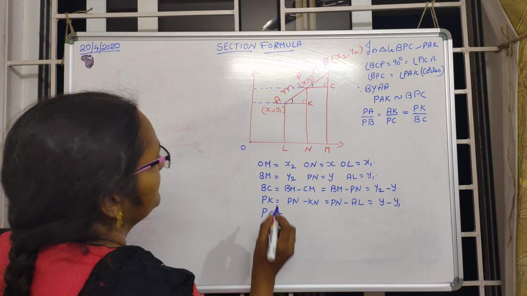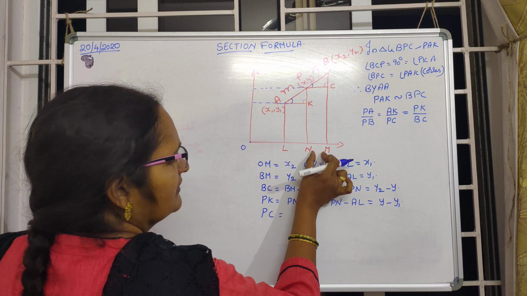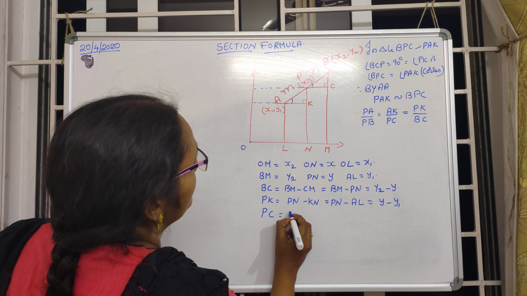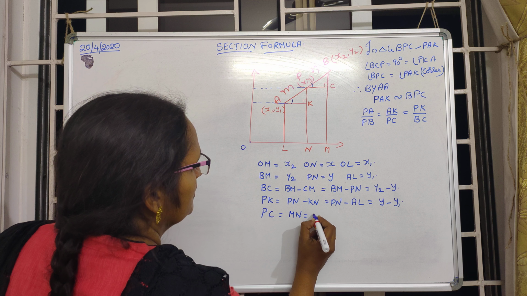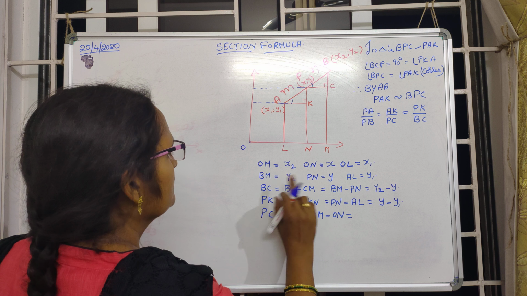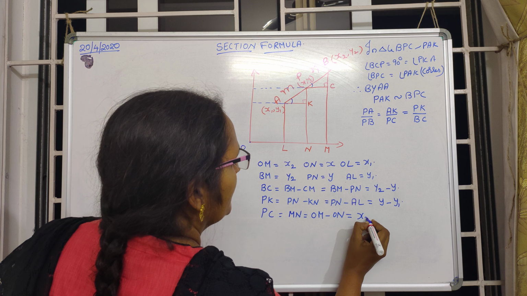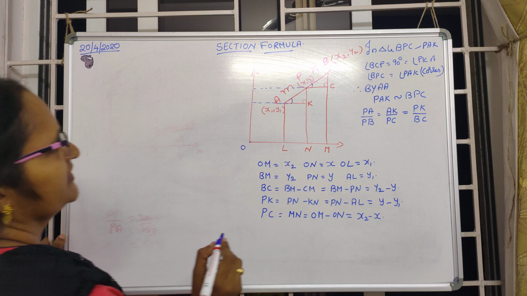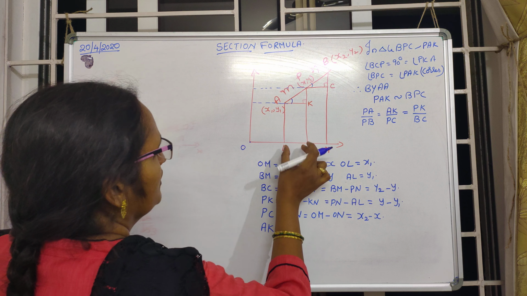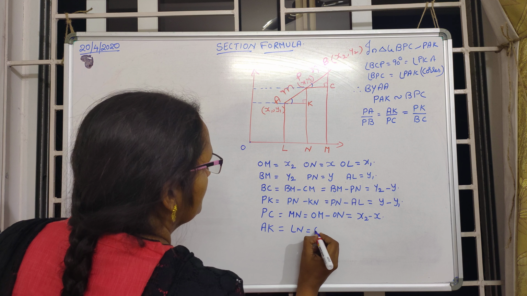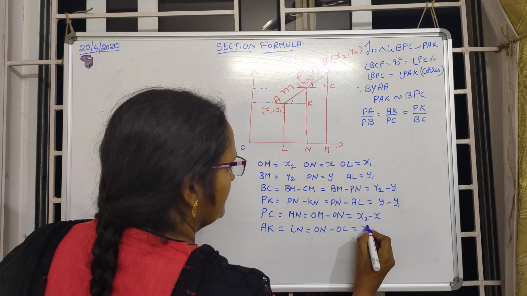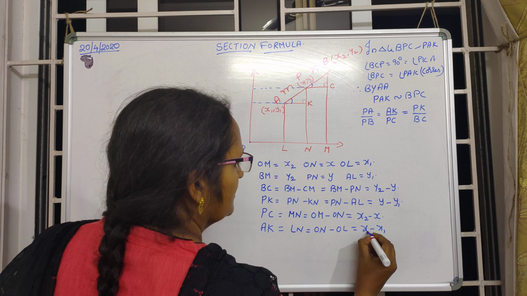Now, if I want to find out the value PC, how do I find out PC? PC equal to MN, right? This can be written as OM minus ON. OM is how much? OM is x2, minus x. That is PC. Now AK, how to find out? AK equal to LN. LN, how do we write? ON minus OL. ON is how much? x, minus OL is how much? x1. All the values we got.